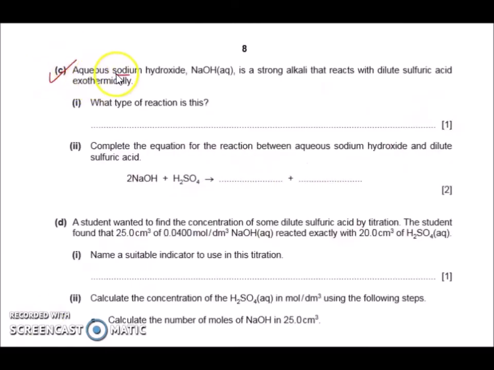Okay, for C, aqueous sodium hydroxide is a strong alkali that reacts with dilute sulfuric acid. Let's write down the formula here. Okay, what type of reaction is this? When you have a base and you have an acid, this one is a neutralization.